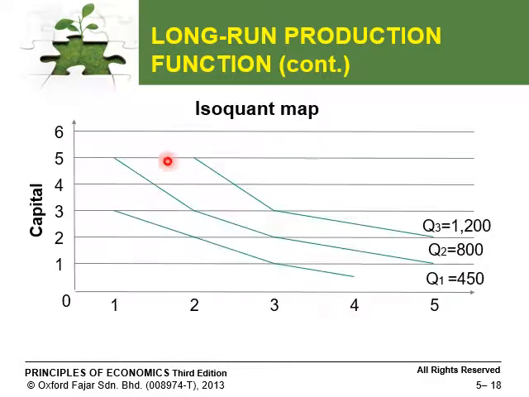You see, this is the isoquant map, which tells you that when the isoquant curve moves toward the right side, the more right it goes, the higher the quantity of output being produced in a long run production function.